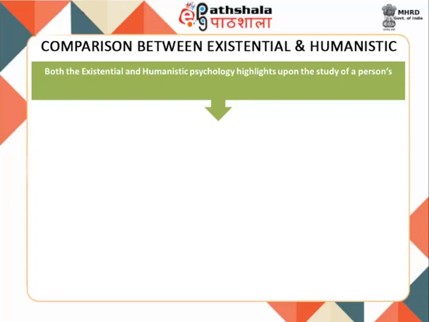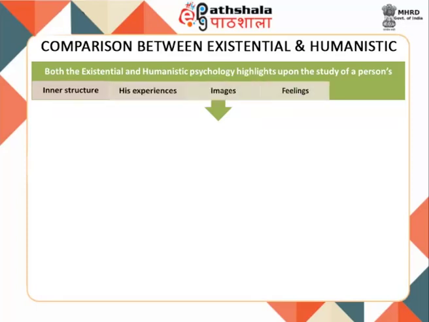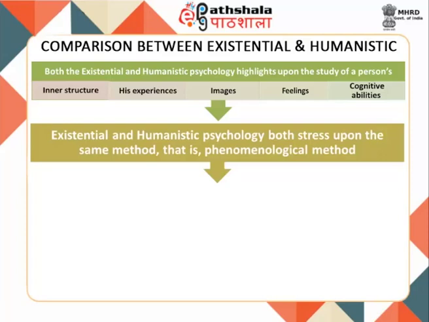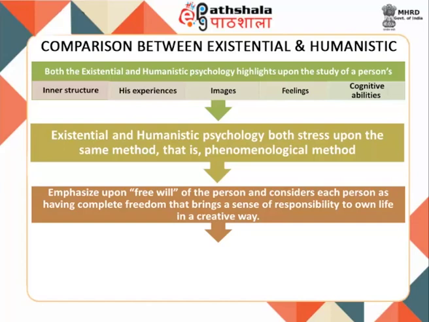Both existential and humanistic psychology highlight the study of a person's inner structure, his experiences, images, feelings, and cognitive abilities. Therefore, both lay emphasis upon subjectivism in psychology. Both stress the same method, that is, the phenomenological method, in studying and analyzing the inner structure of the person. Both psychologies emphasize the free will of the person and consider each person as having complete freedom that brings a sense of responsibility to own life in a creative way.